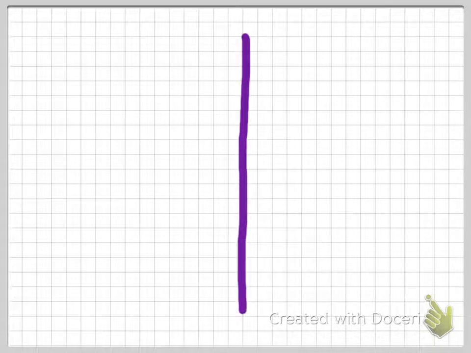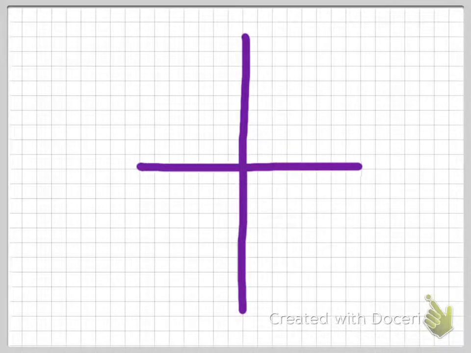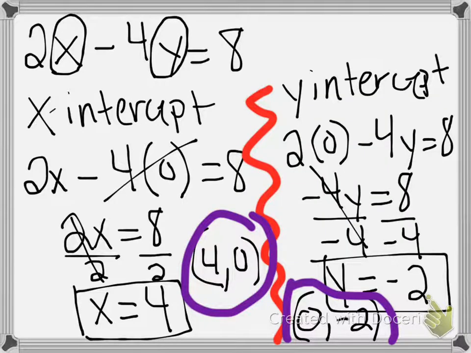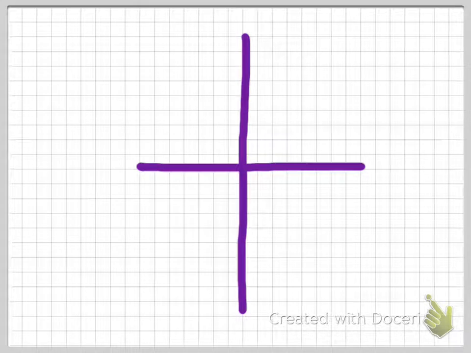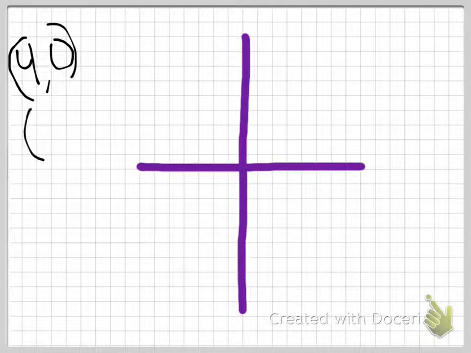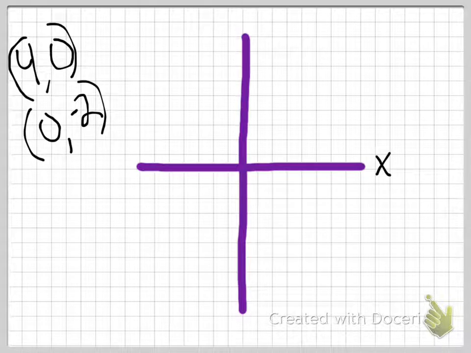Alrighty. Draw my y-axis, draw my x-axis. And my points were 4, 0, and 0, negative 2. Okay? So remember, this is my x, this is my y, and then you just count in your graph.